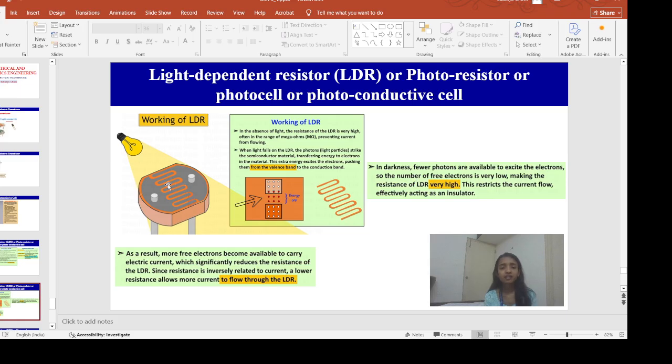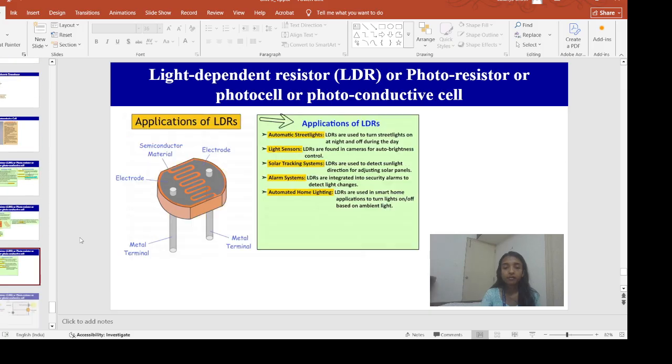Due to only thermal energy, very few photons will be available to excite the electrons, so the number of electrons reaching the conduction band will be very low. In that case, the resistance of the LDR will be very high. So it will restrict the current flow, and your LDR in that case will act as an insulator.